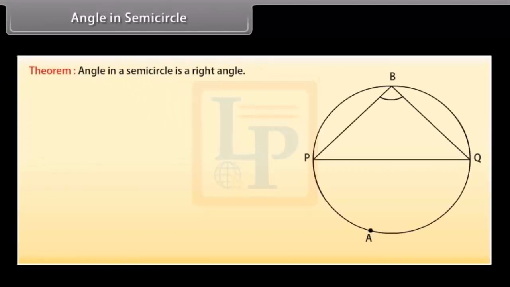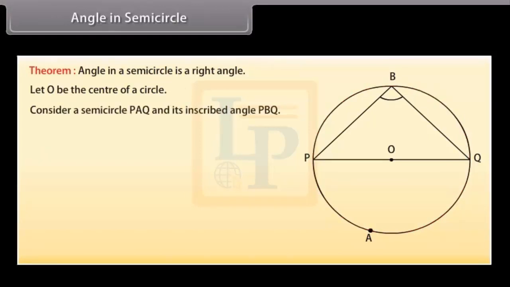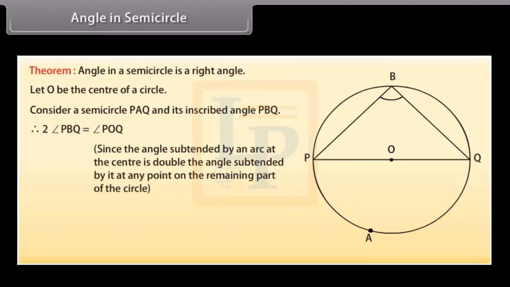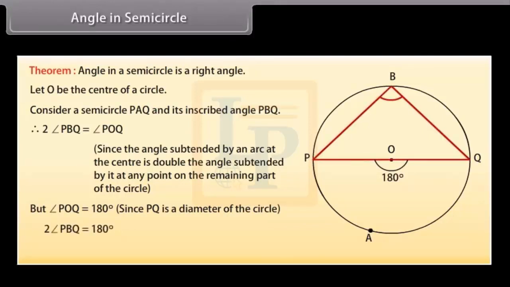Angle in a semicircle. Theorem: angle in a semicircle is a right angle. Let O be the center of a circle. Consider a semicircle PAQ and its inscribed angle PBQ. Therefore, 2 angle PBQ is equal to angle POQ, because we know that the angle subtended by an arc at the center is double the angle subtended by it at any point on the remaining part of the circle. But angle POQ is 180 degrees, because PQ is the diameter of the circle. So 2 angle PBQ is equal to 180 degrees. Therefore, angle PBQ is 90 degrees.